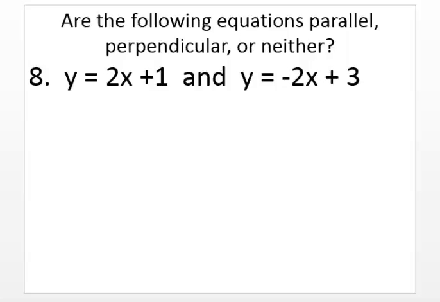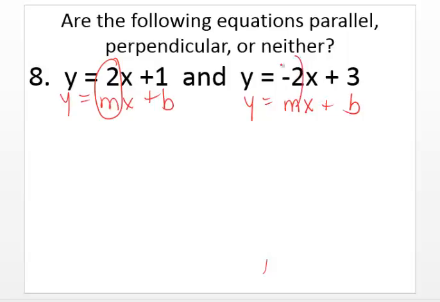In these next examples, I'm asking whether the lines are parallel, perpendicular, or neither. If they're in y = mx + b form, which both of these are, it's easy to find the slope. We see the slope of this one is 2, and the slope of the second one is -2. 2 and -2 are neither the same nor negative reciprocals, so these are neither parallel or perpendicular.